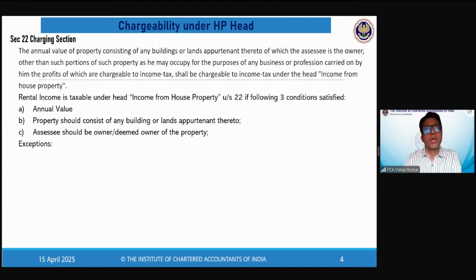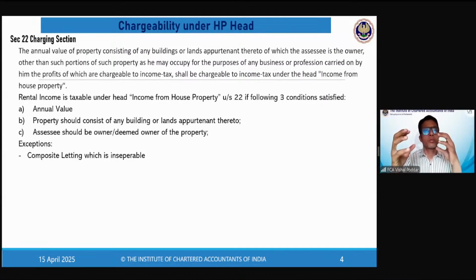So when all these three conditions are satisfied, that is the first step of being classified under the head house property. However, despite all these three conditions being satisfied, there are certain scenarios where you will not be covered under HP because these are exceptions. First, where along with the property, you have also given some assets or facilities together, which is called composite letting. And this clubbing of both these things, the property and the assets, is compulsory by the contract, and no one is ready to take that particular property without the facilities, without the assets.